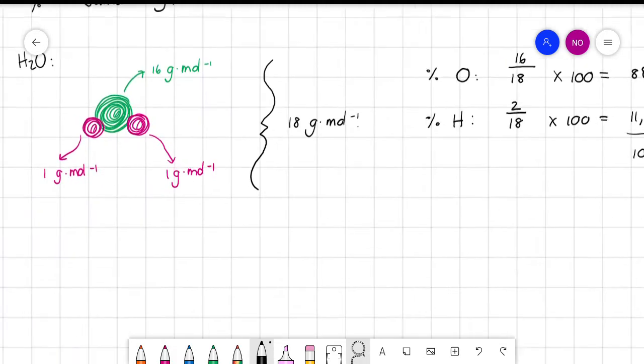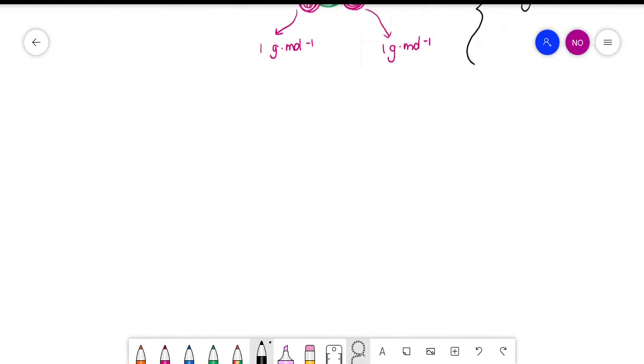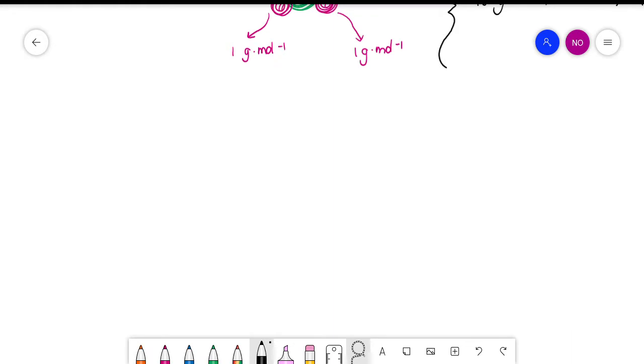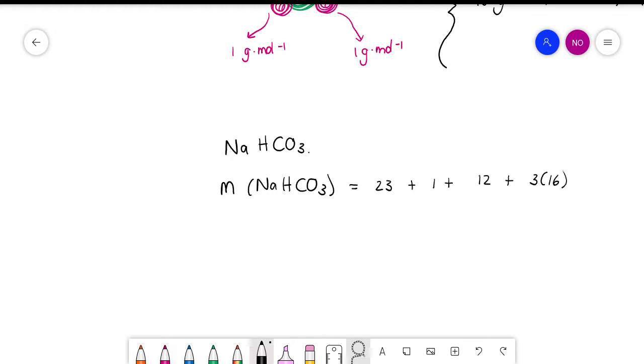Okay, so let's look at the ones in your book. It says determine the percentage composition by mass of that whole thing. Okay. Waar ons gaan begin is ons gaan sê, kom ons werk eers uit, wat is die totale molêre massa? So I'm going to say sodium contributes 23, hydrogen contributes 1, carbon contributes 12, and then I have 3 oxygens, each contributing 16. So daai ene kom van daar af.